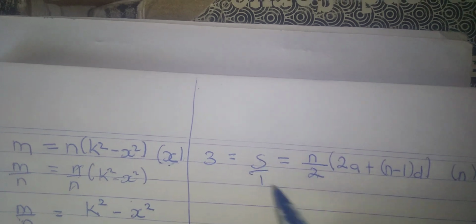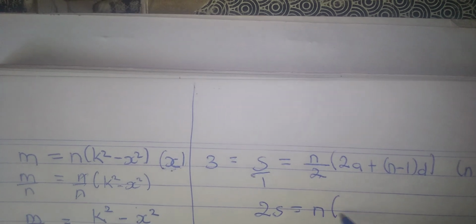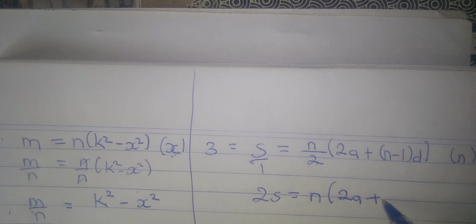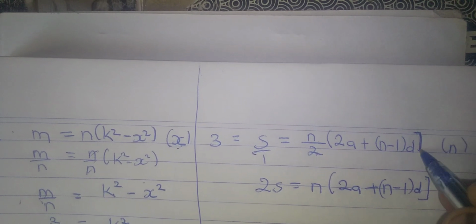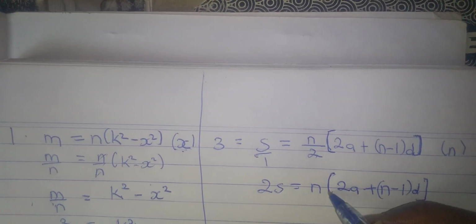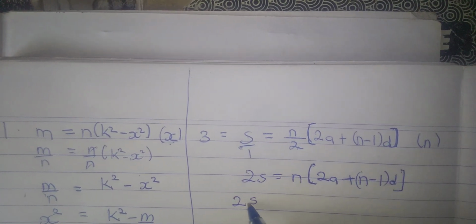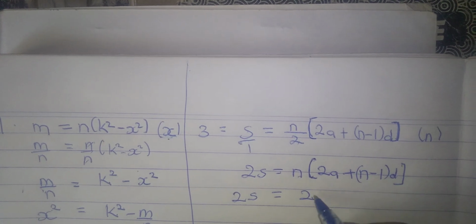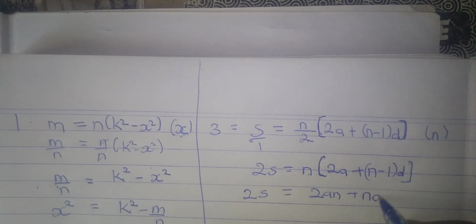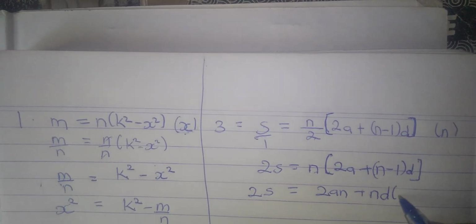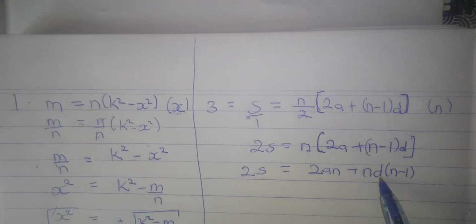So the 2 cross multiplies this side. I have 2s, then the 1 also multiplies this side. I remain with n into 2a plus n minus 1 into d. So that's what we are having. So I'll just now open this bracket. 2s will equal 2 times that, 2an, plus n times this d. We get nd into this bracket. We have not yet opened this bracket, n minus 1. I've only said n times d. I got nd, which is there.